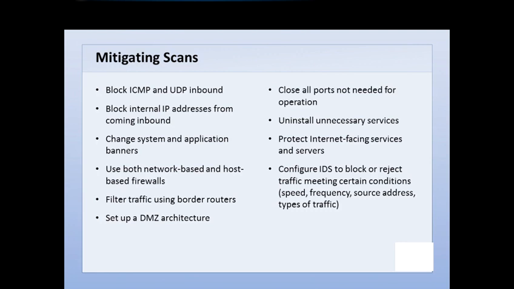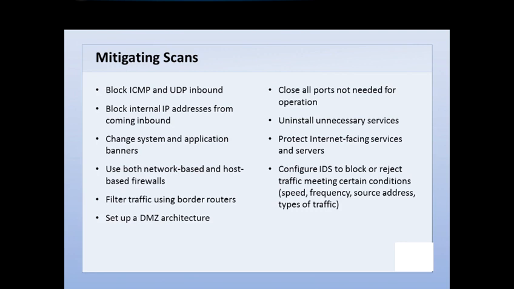You also may want to filter your traffic using border routers. The firewall doesn't have to do all of the heavy lifting. You can filter certain traffic coming into the router before it even gets to the firewall. If you know that you never need port 25 coming inbound, for example, then block it at the border router before it hits the firewall. Or if you know you never need a certain other protocol or port, then block that.